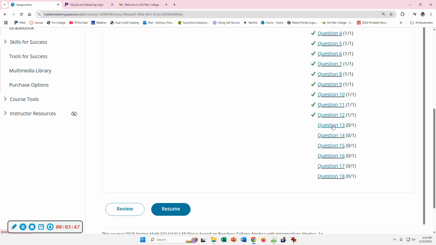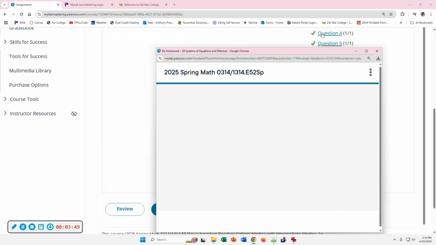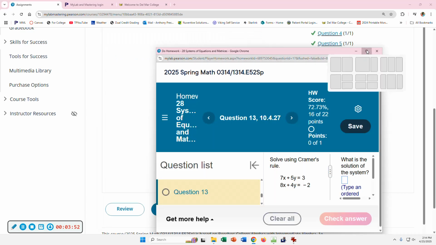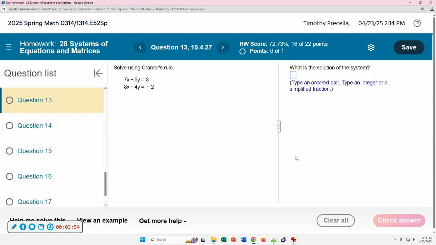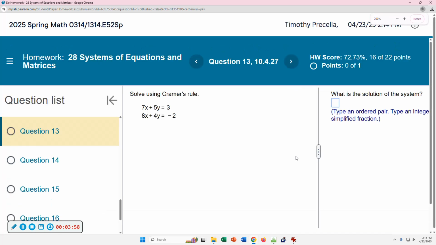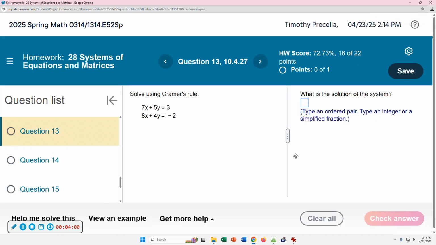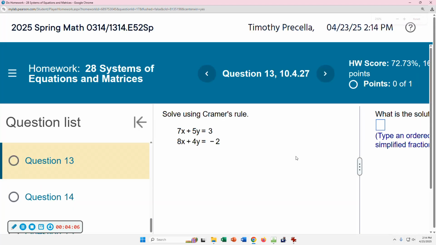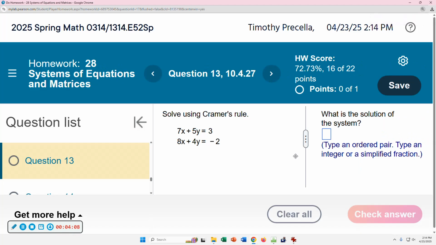So this is number 13. Solve using Cramer's rule. 7x plus 5y is equal to, is that a 3? I want to make sure this number looks different, so I'm going to use a red pen. And then 8x plus 4y equals -2.